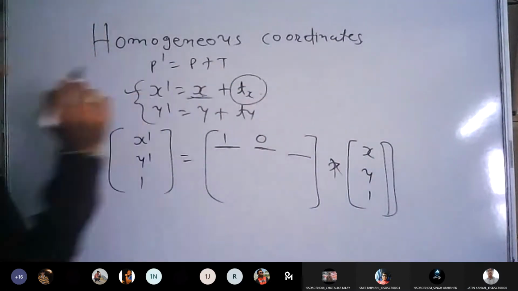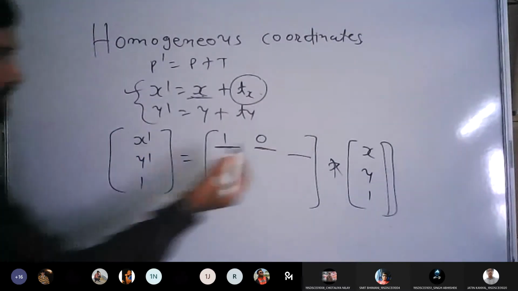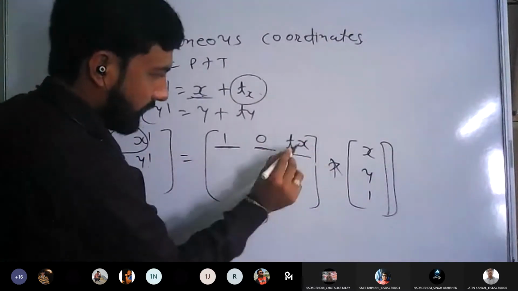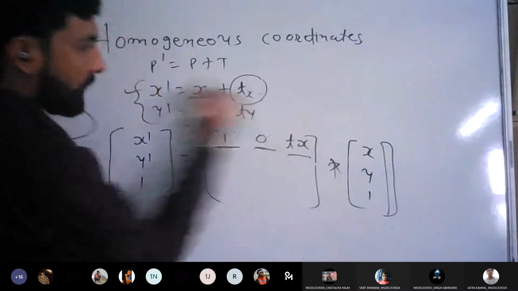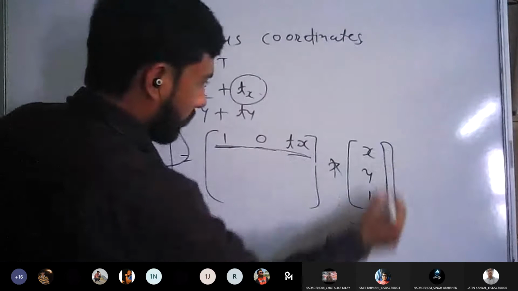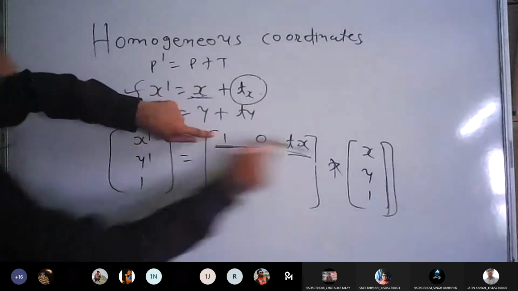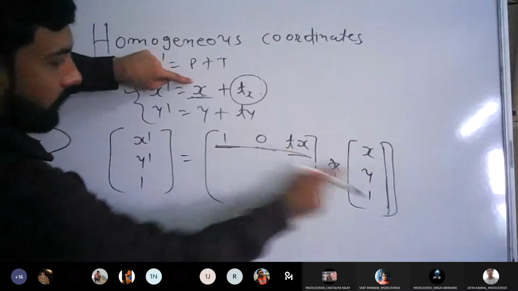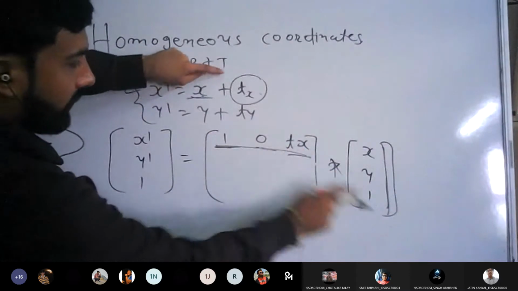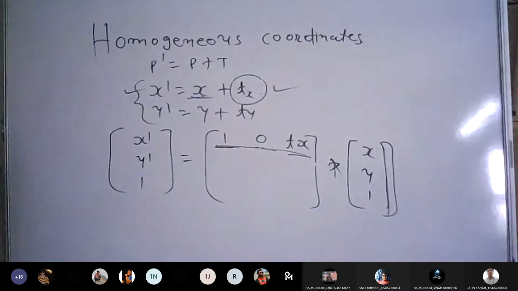What else? What we need now? tx. So you can write tx here, so that tx will be multiplied with 1 and you will get tx. So now you can multiply the entire first row with first column and check whether you are getting the equation or not. 1 into x, which is x, plus 0 into y, which is 0, plus tx into 1, which is tx. So I am getting this equation. So it is correct. Are you getting this? Any doubt in this?